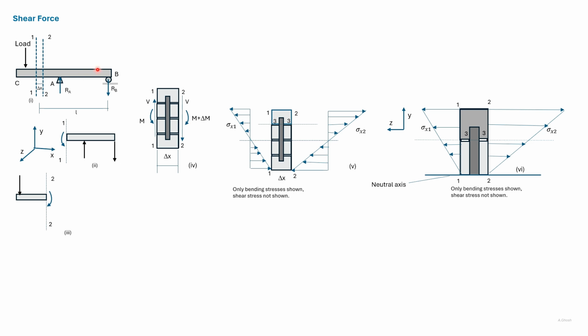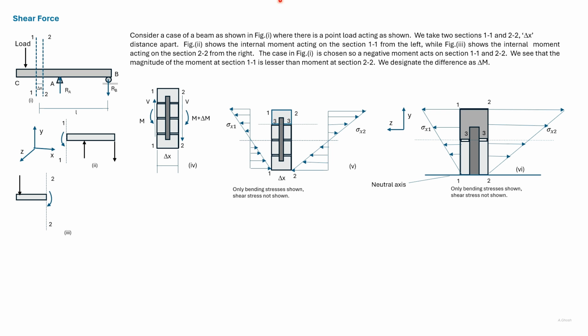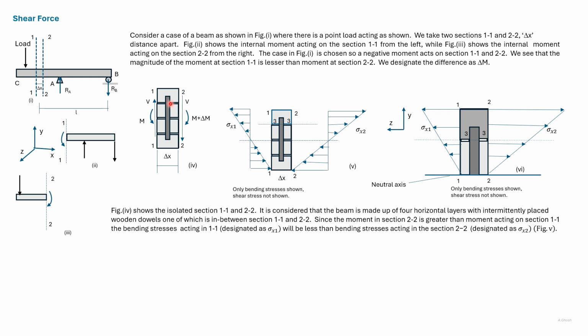The beam is considered to be made up of four planks placed on top of each other. Intermittent dowels connect the four planks. We consider that there is one dowel between sections 1-1 and 2-2, and it is shown in this cross section. The larger moment in section 2-2 is represented as M plus del M, while the moment in section 1-1 is represented by M.